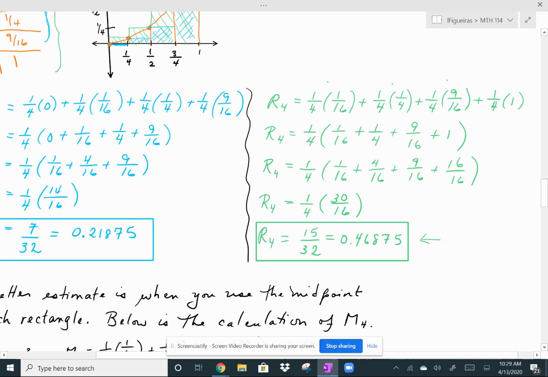0.46875. So that means that my actual area is somewhere between this value here, 0.21875, and the one we just computed, 0.46875.